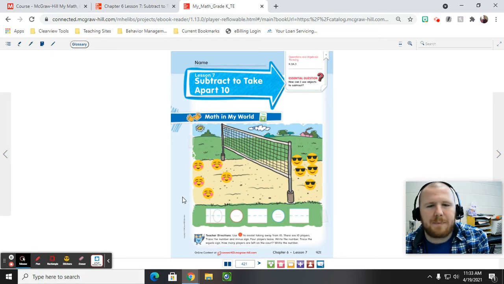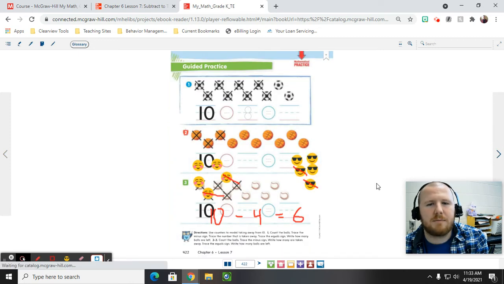Good. Okay, so we have 10 people playing on the volleyball court, but then 4 of the players have to leave. So minus 4. Okay, so what does that look like? 1 leaves there, 1 leaves there, 1 leaves here, 1 leaves here. 1, 2, 3, 4. So how many players are left playing? Well, there's 1, 2, 3 over here, 1, 2, 3 over here. So how many is that? 1, 2, 3, 4, 5, 6. 10 minus 4 is 6. Perfect.